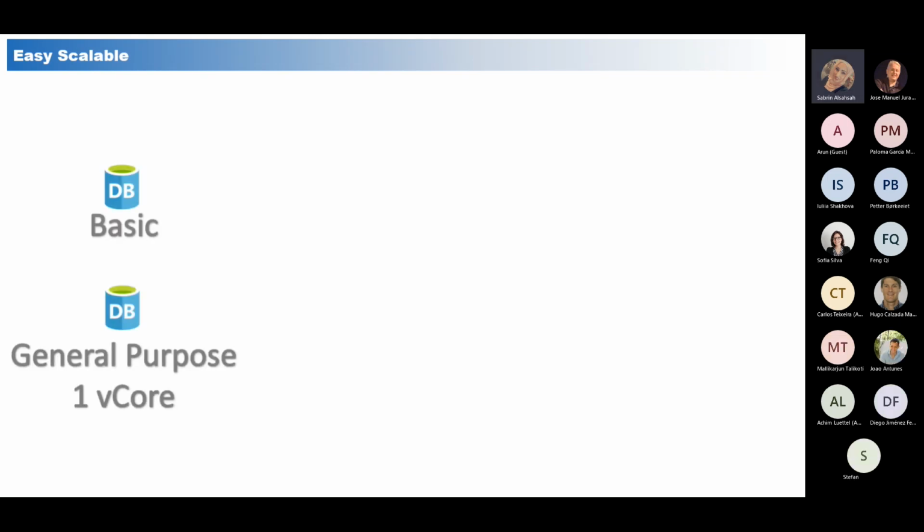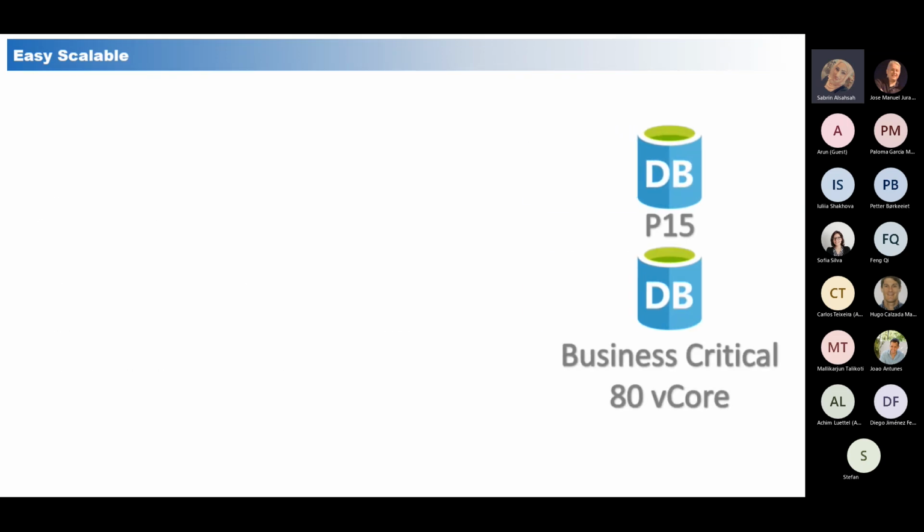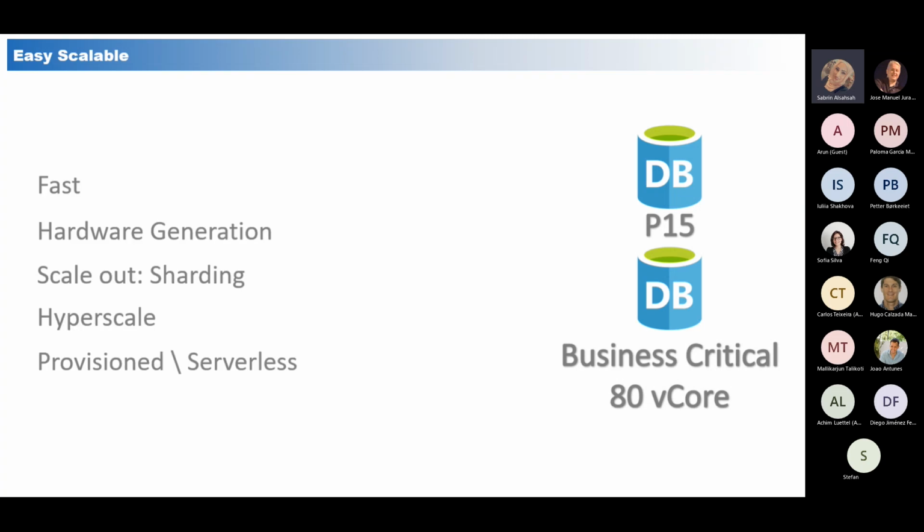For example, let us assume that we have two databases, one Basic and one General Purpose. At any time, you can scale it, for example, to P15 or Business Critical, and it will be an easy process. It will be quick because the scaling process includes two steps. Once you initiate a scale operation, it will request new resources with the required compute size that you would like to move to, and then it will switch the connections from the old one to the new one.